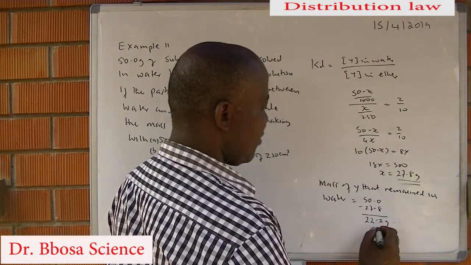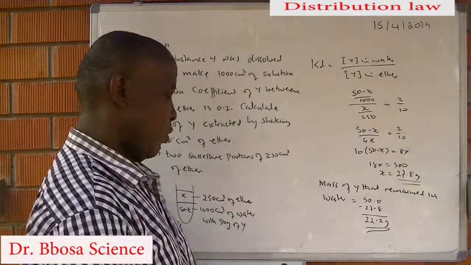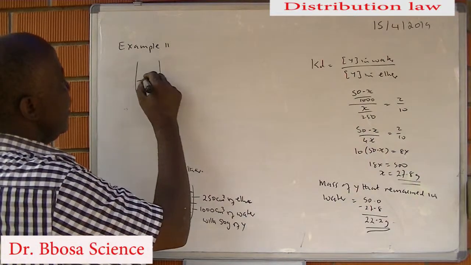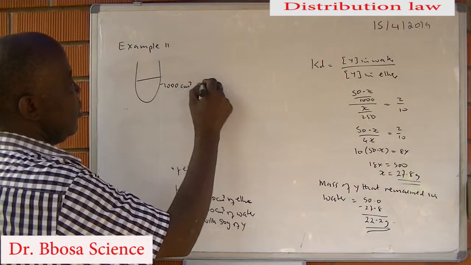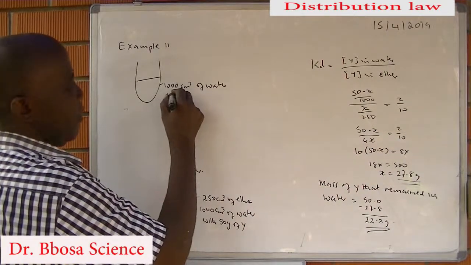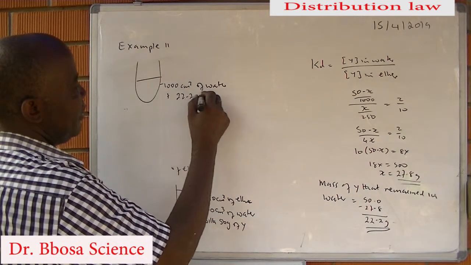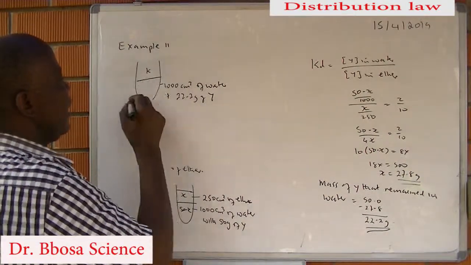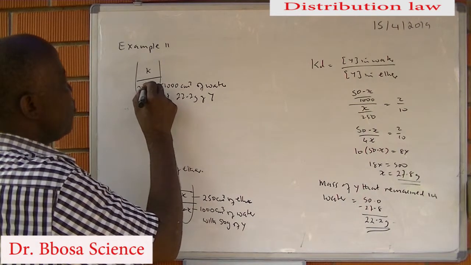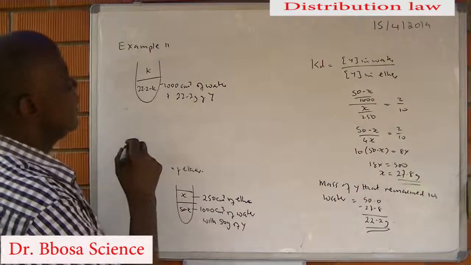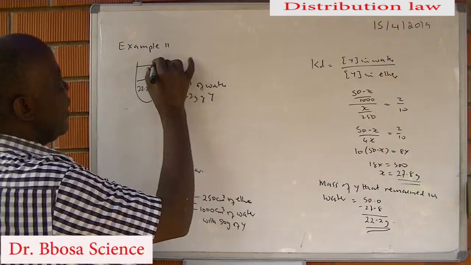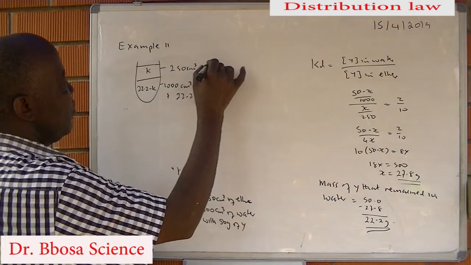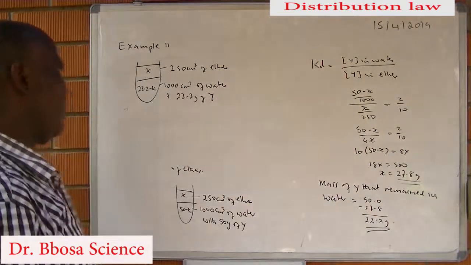Remaining with 22 grams remaining in water. Our new study is going to be 1000 centimeter cubed of water plus 22.2 grams of Y. Supposing K goes here, we remain with 22.2 minus K. This will be going to another 250 centimeter cubed of ether, the second portion.